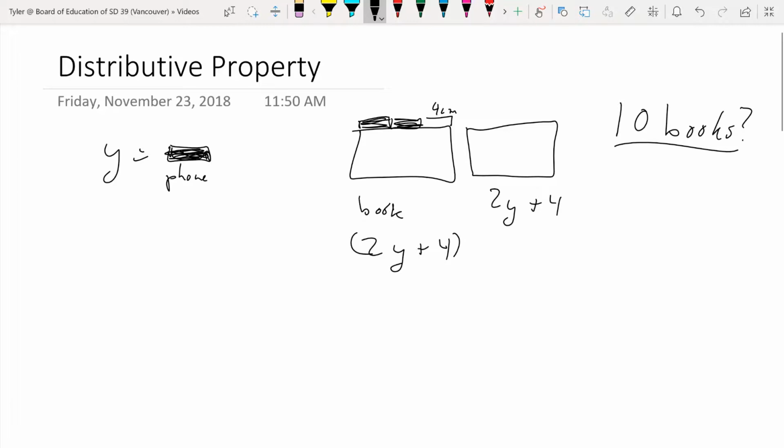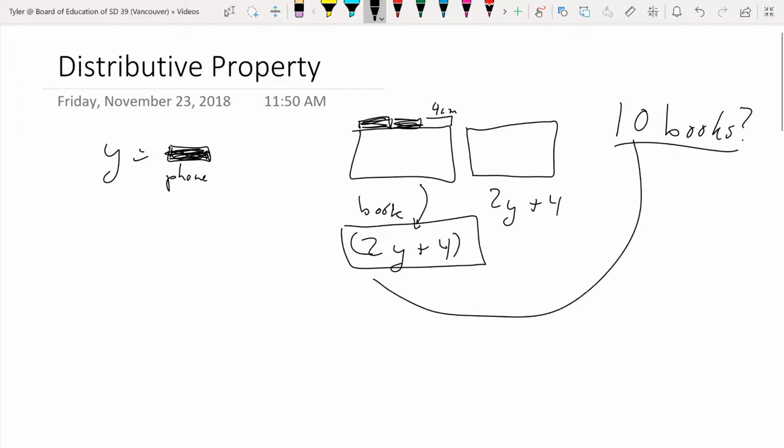So the way we're going to do it is we think of it this way. This is what the book is, 2y plus 4. So what if instead I multiplied that whole thing by, let's say, the 10 here? The way we would do that is I would write 10 times the 2y plus 4. Remember, this 2y plus 4 was how wide the book was. And then the 10 is how many books I have. It's getting kind of complicated, but that's basically what we're doing. So now what we have to do is actually do the multiplication.